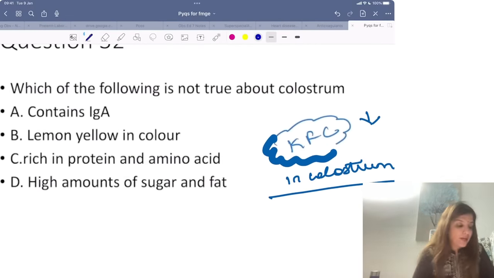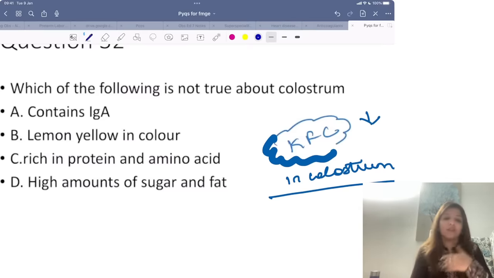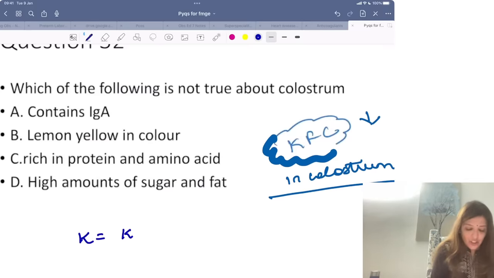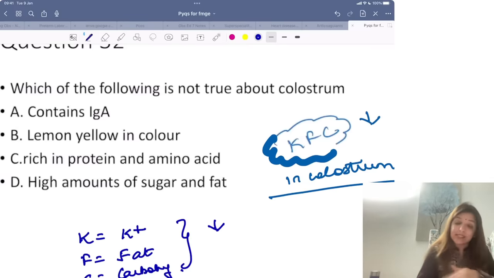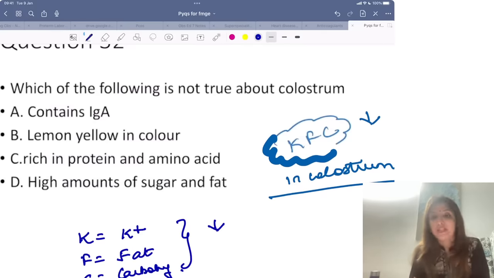So, if you are a Marrow subscriber or if you have watched my videos or if you've attended my classes, I tell you to remember just one thing about colostrum. Everything is more in colostrum. Only KFC is less in colostrum. Everything is more in colostrum in comparison to breast milk, whether it is immunoglobulins or anything, except KFC. What is KFC? K stands for potassium, F stands for fat, and C stands for carbohydrates. So KFC is less in colostrum in comparison to breast milk, right?